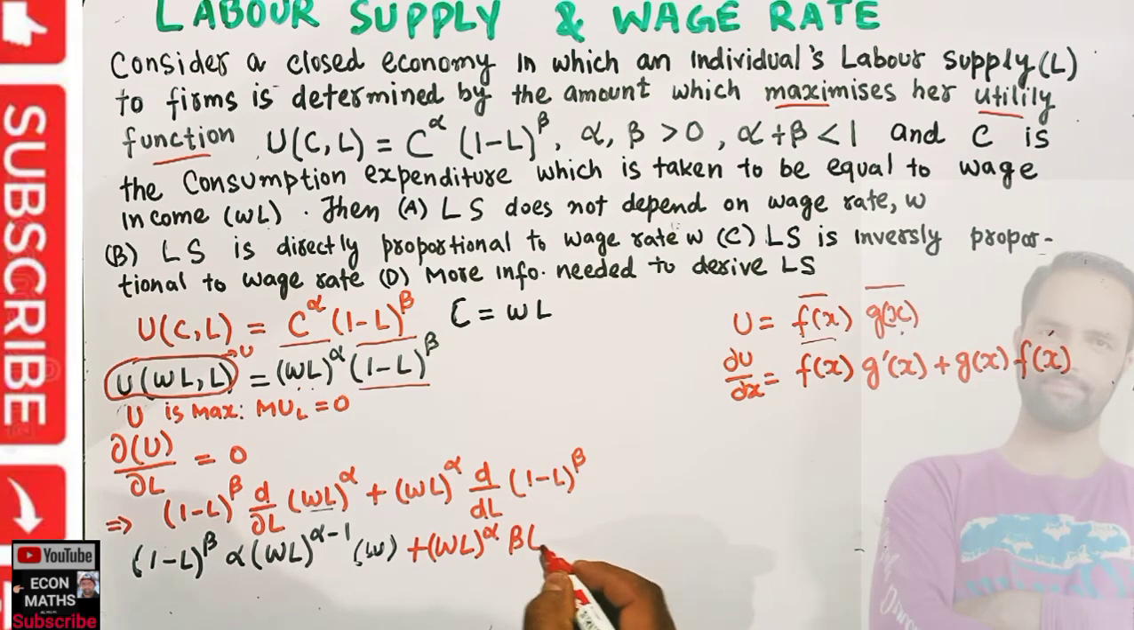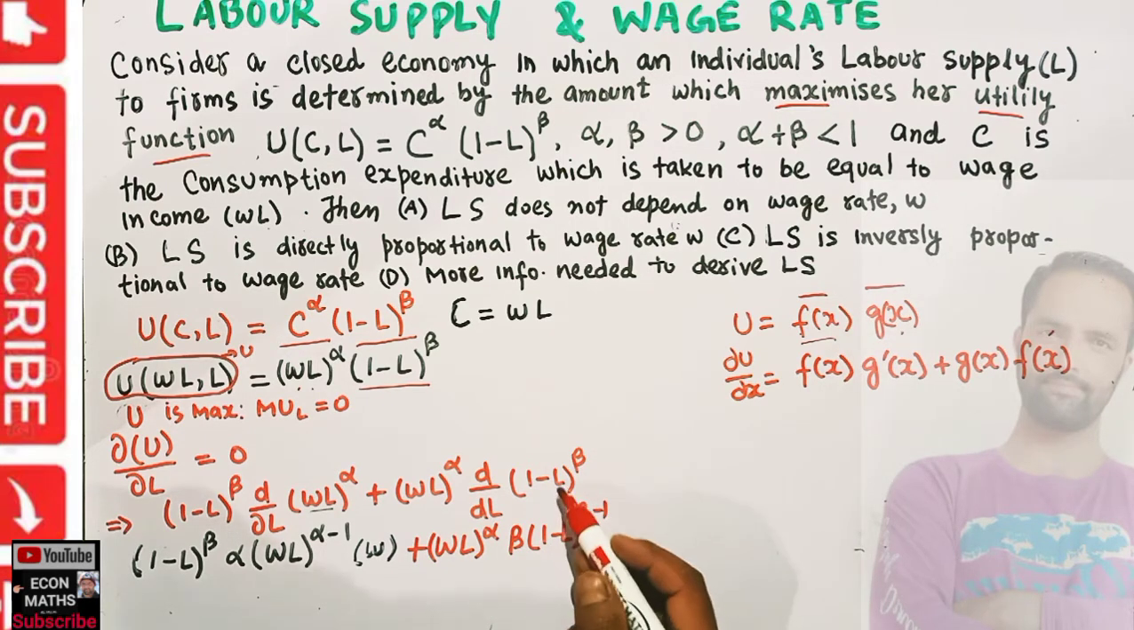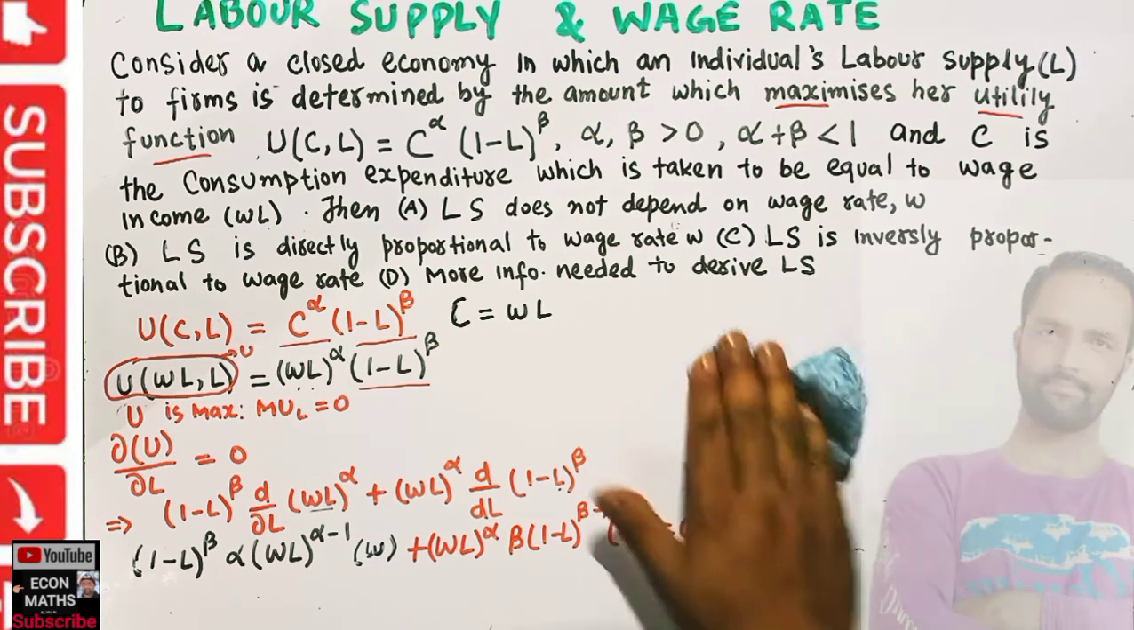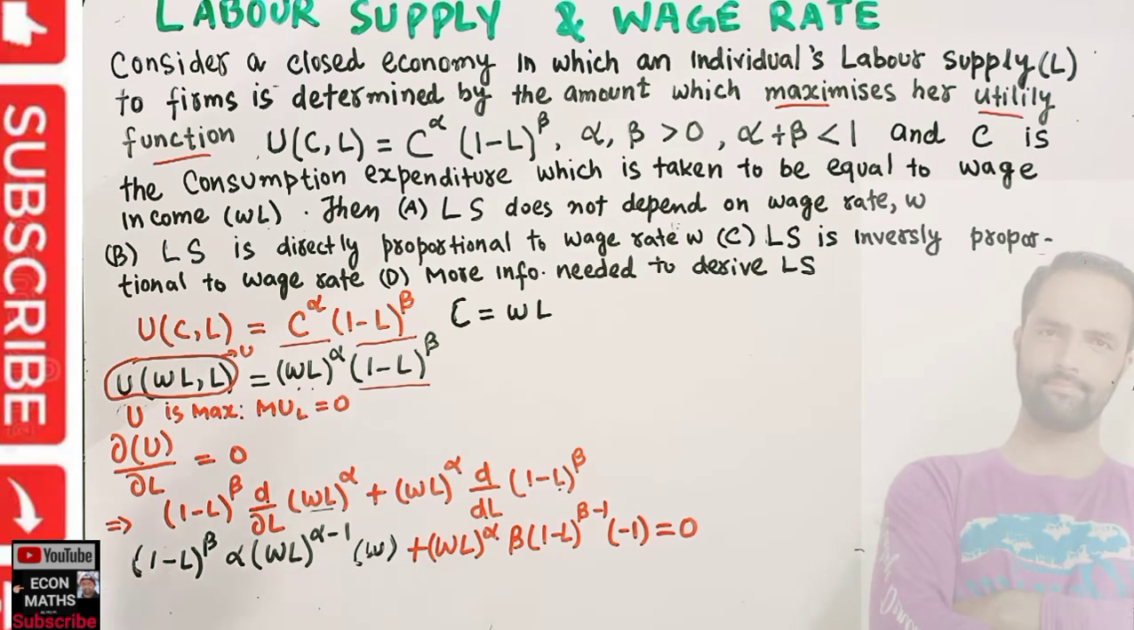Beta will become the coefficient, so we have (1 minus L) with exponent beta minus 1, and then we internally differentiate (1 minus L), so the derivative of L is minus 1, and we set it equal to 0. That is how we take derivatives when we have two functions multiplied to each other. Simple stuff.